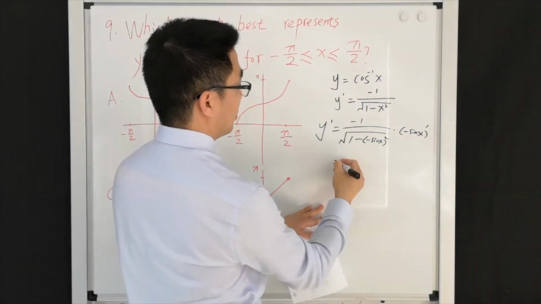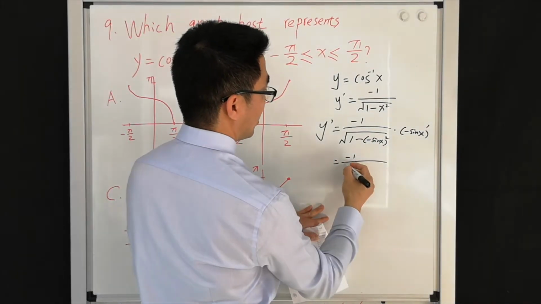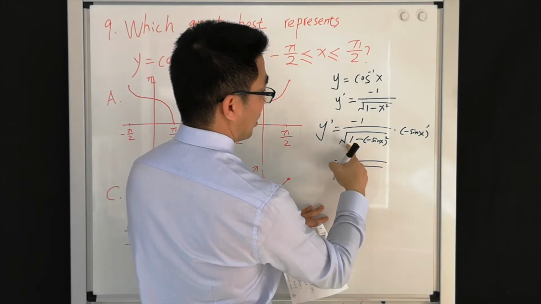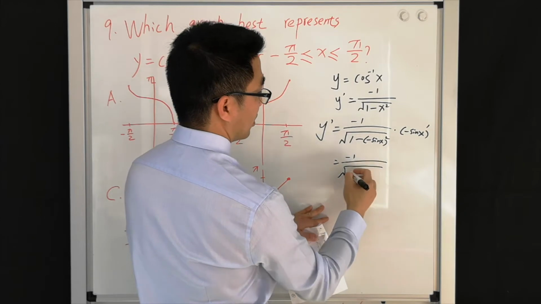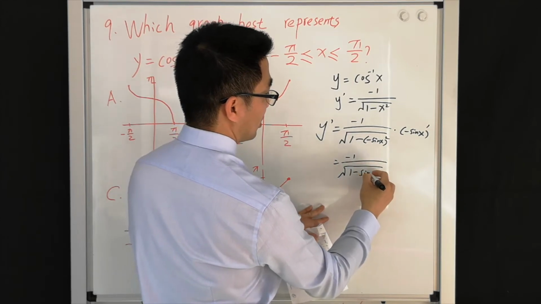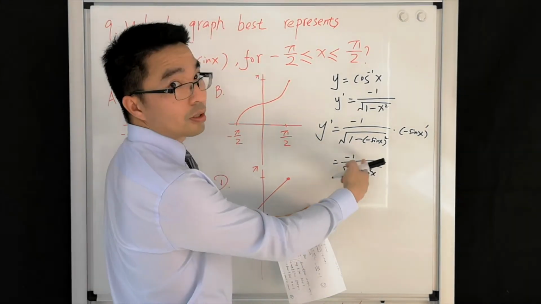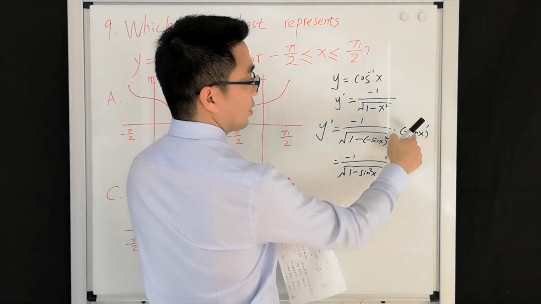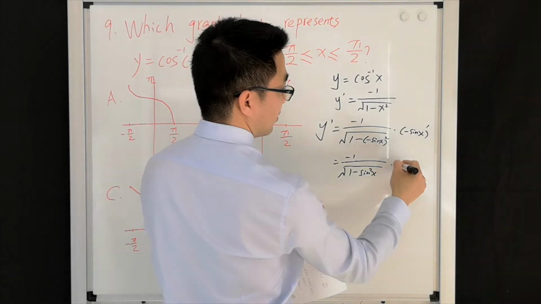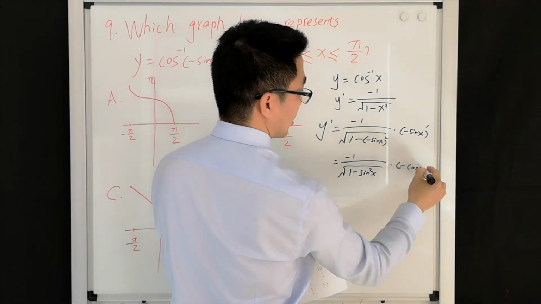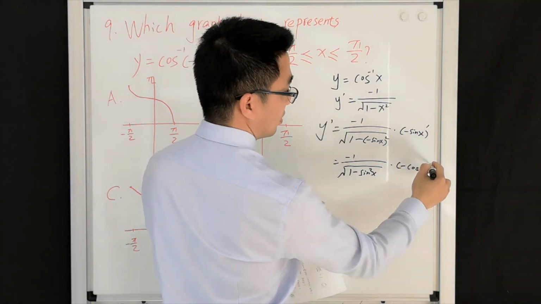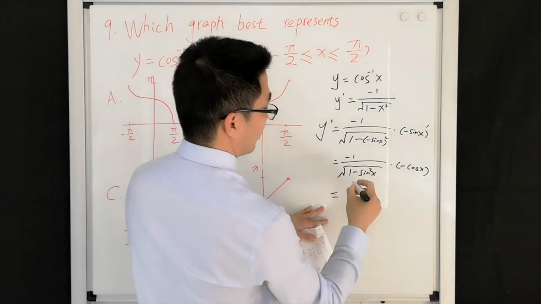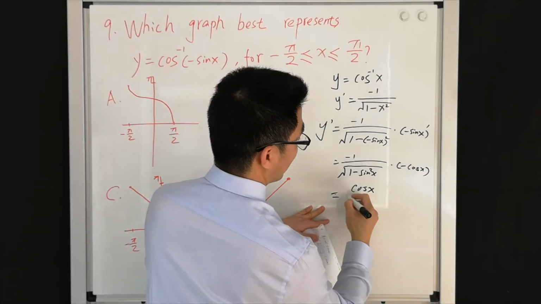Okay? So that equals negative 1 divided by the square root of 1 minus sin x squared. Here, 1 minus sin x squared is actually cos x. And times the derivative of sin x, which is cos x, so negative cos x. Yes, okay, here. So negative, we have cos x positive.